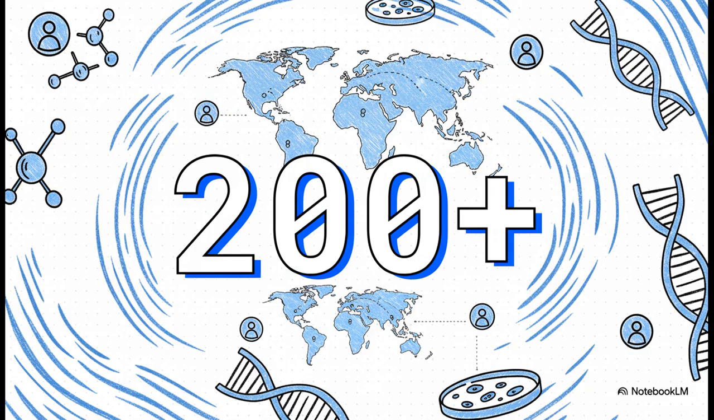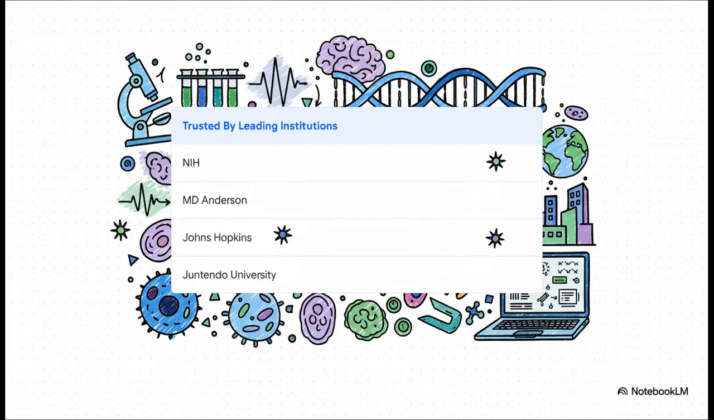And that kind of experience has earned them a serious global reputation. Over 200 users all around the world rely on the software that they've developed. That's a pretty strong signal of the trust they've managed to build within the scientific community. And their client list, well, it really speaks for itself. They're trusted by some of the most respected research institutions on the planet, including the NIH, MD Anderson Cancer Center, and Johns Hopkins. I mean, partnerships at that level tell you everything you need to know about their capabilities.